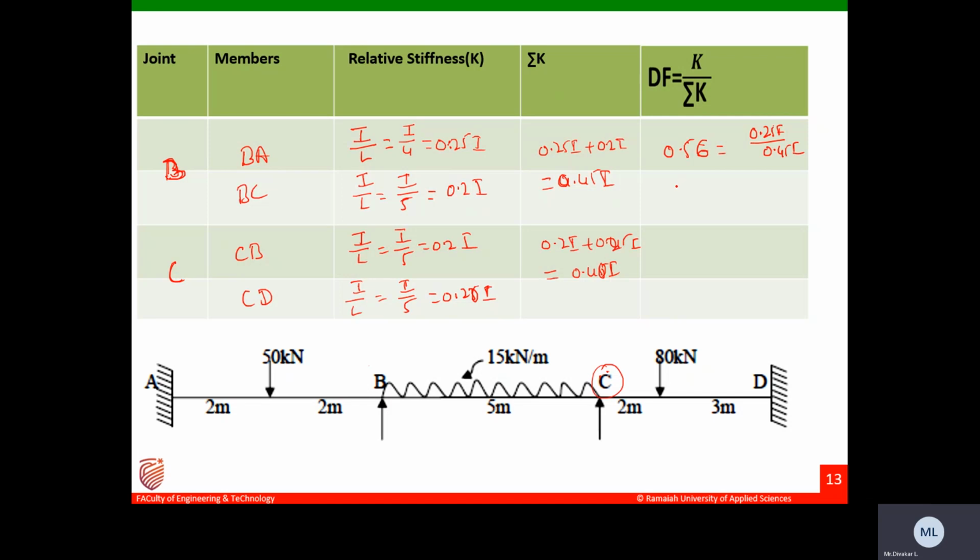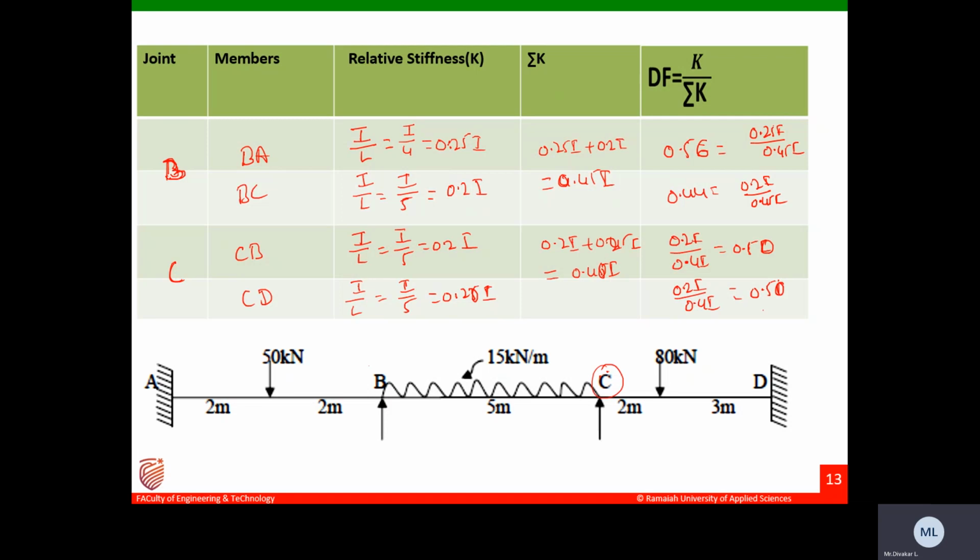Similarly, for BC we get 0.44. How? 0.2 I divided by 0.45 I, so we got 0.44. For these we get 0.2 I divided by 0.4 I, which is 0.5, sorry guys, not I. This is also the same, 0.2 I divided by 0.4 I, which is 0.5. So I will get 0.56, 0.44, 0.5 and 0.5.